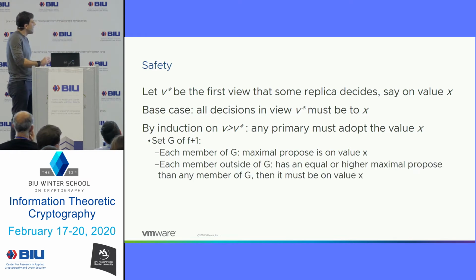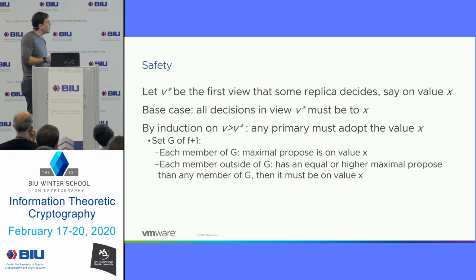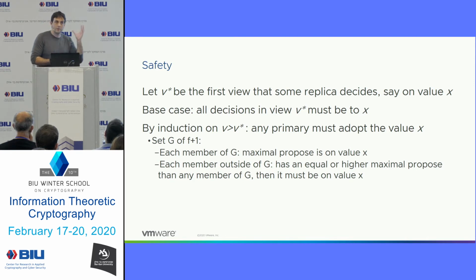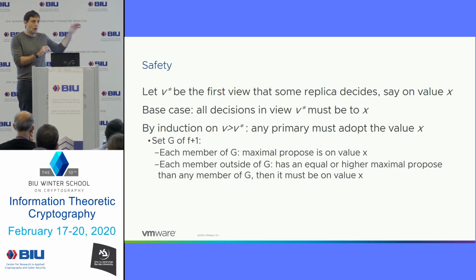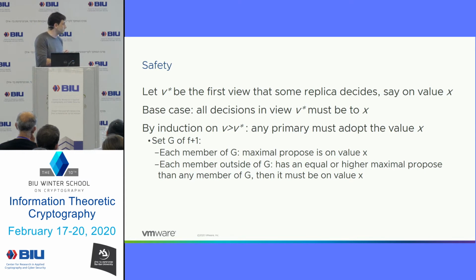And the other property is that anybody outside of G, if it has an equal or higher maximal propose than any member in G, then it also must be on this value x. Okay? So there's at least f+1 parties that are locked on this value x, and everybody outside, either they have a lower proposed value, or if they have a higher view proposed, then it's on the same value x.